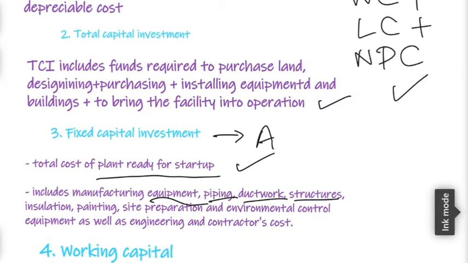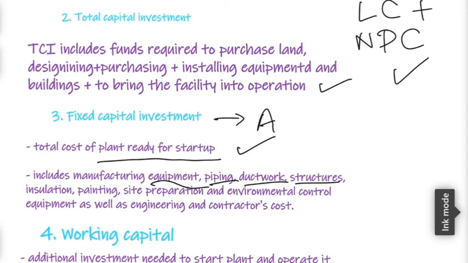An MCQ may be asked in your GATE exam: the total cost for a plant ready for startup is included in dash. Your answer should be fixed capital investment. They may also ask: manufacturing equipment is included in dash. Your answer should be fixed capital investment. So you should have a clear understanding of this.